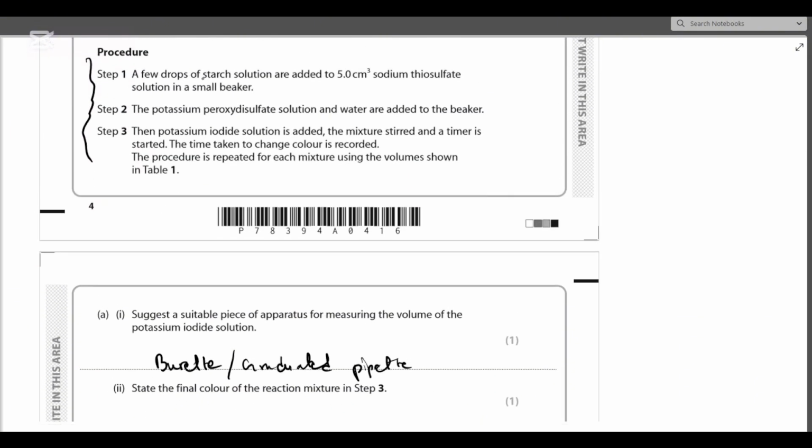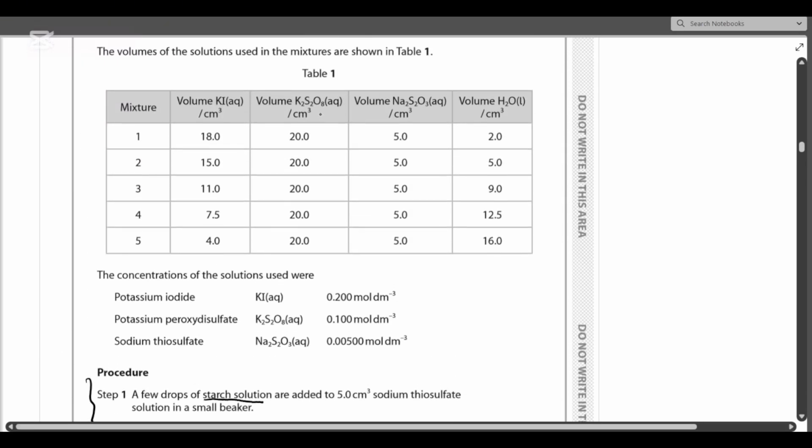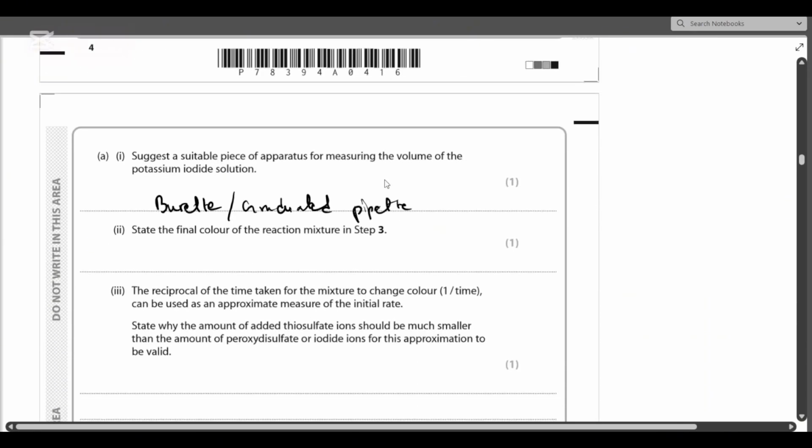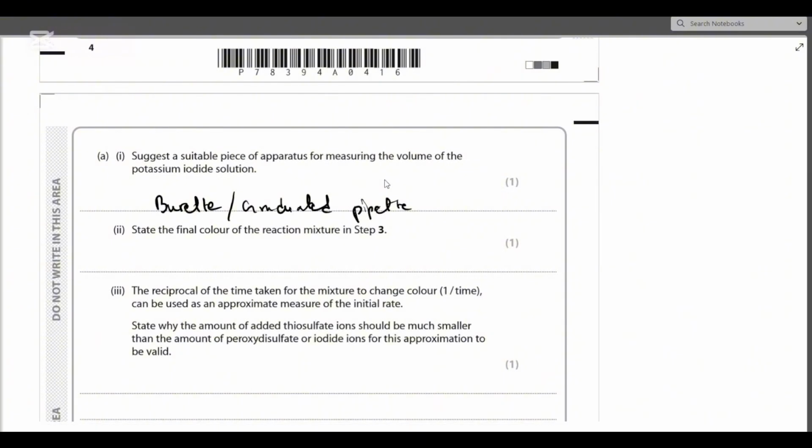Moving on, state the final color of the reaction mixture in step 3. Now in step 1, we have already added a few drops of starch solution, so when the potassium iodide solution is added, the iodide ions result in the production of iodine, as you can see in reaction 1, and any further formation of iodine is going to produce the starch iodine complex. So the color of that starch iodine complex will be the final color of the reaction mixture in step 3. So we can say that the color is blue black.